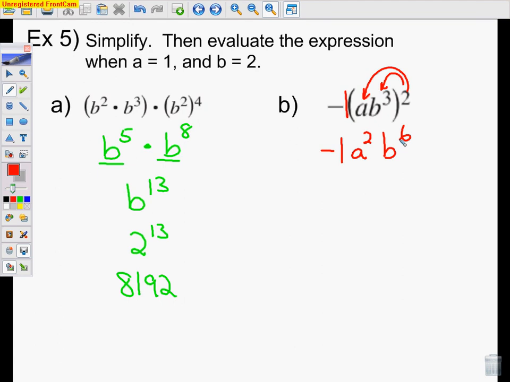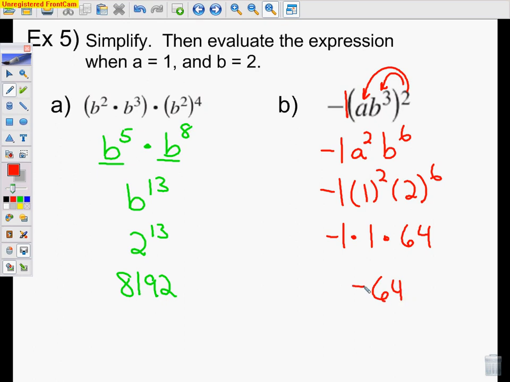Now we're going to evaluate our expression, plugging in 1 for a and 2 for b. Okay? So, negative 1 times a is 1, so that's 1 squared, times b is 2, so that's 2 to the 6. So, negative 1 times, what's 1 squared? Well, that's 1. Times, what's 2 to the 6? Well, that is 64. Alright, 1 times 64, that's 64. 64 times negative 1 is negative 64. And there's our answer. Okay?